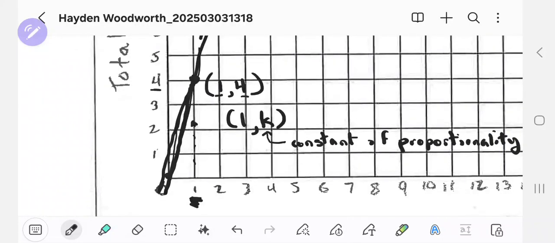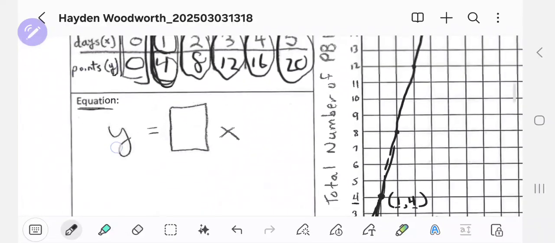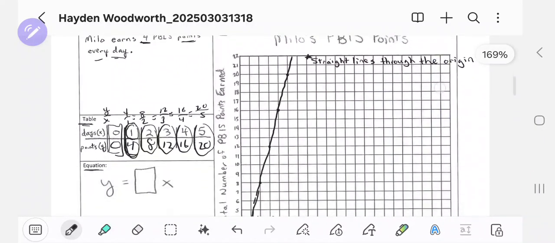So here's a characteristic of it. It goes through the origin, we see that, but also if you can find where x is 1, then your y value there is going to be your constant of proportionality. See, the 4. And what was our rate up here, the one they gave us right from the get-go? 4 points every day.